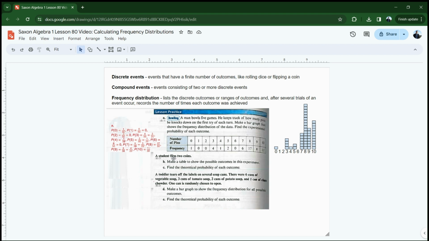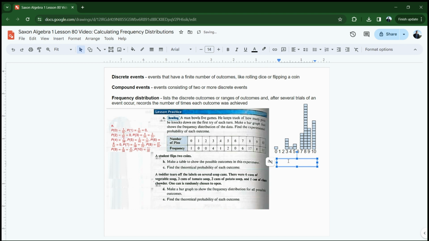All right, a student flips 2 coins. Make a table to show the possible outcomes in this experiment. The way I would do that is the same way we made the coin or the dice table before. I would do across the top tails and heads, and then down the side tails and heads. Then the outcomes would be the intersection of these two. So tails, tails would be one possible outcome. Tails, heads. Notice I get a tails from the row, heads from here. This would be heads, tails, which is the same thing as tails, heads, and then heads, heads.